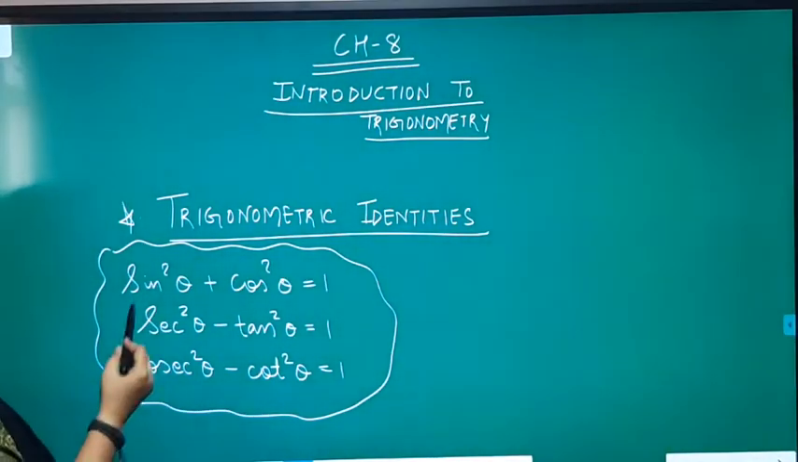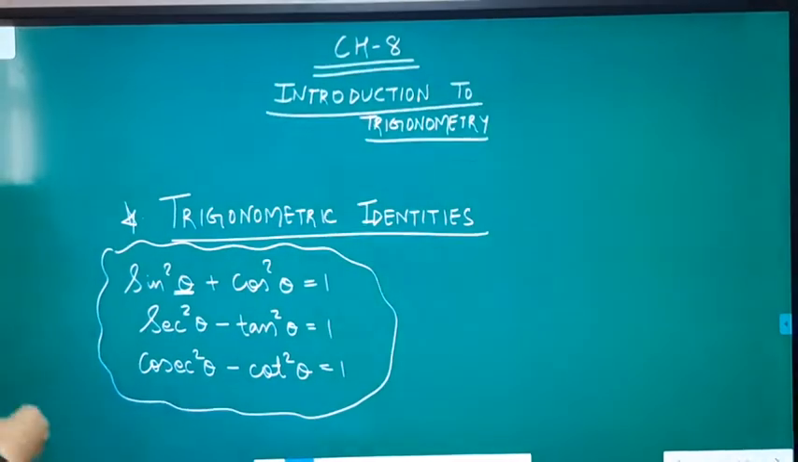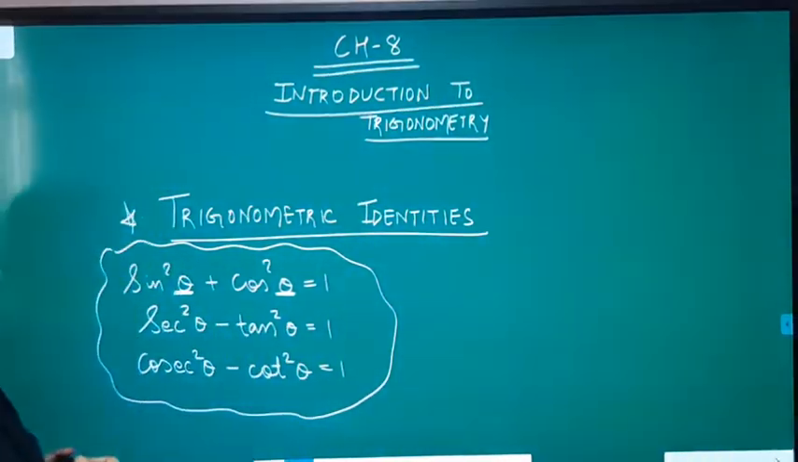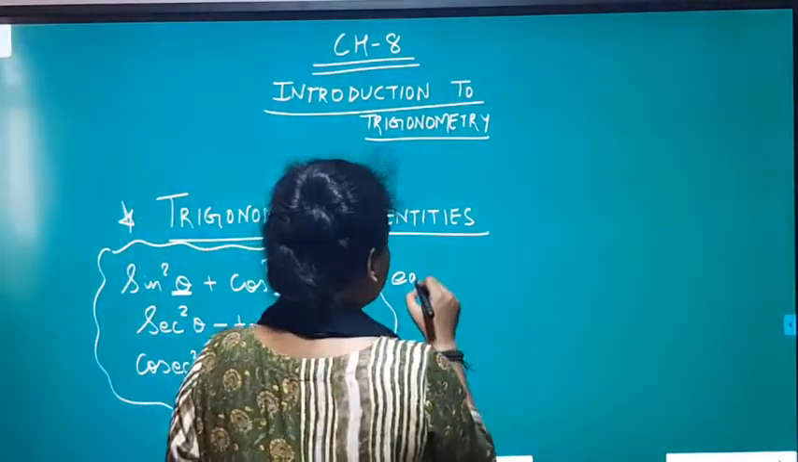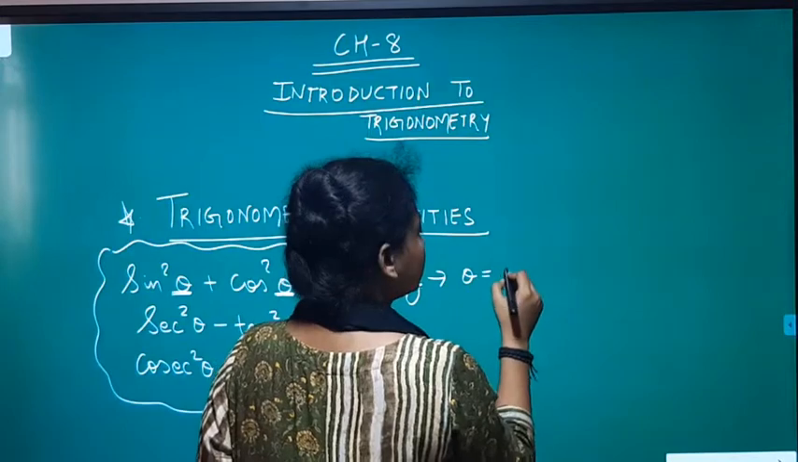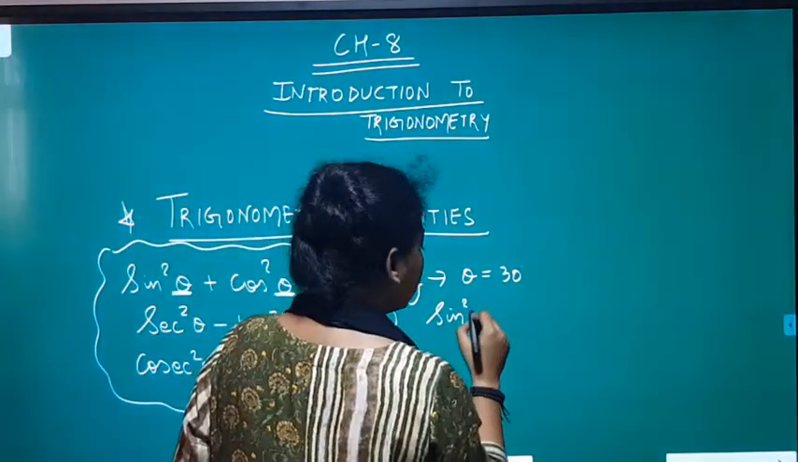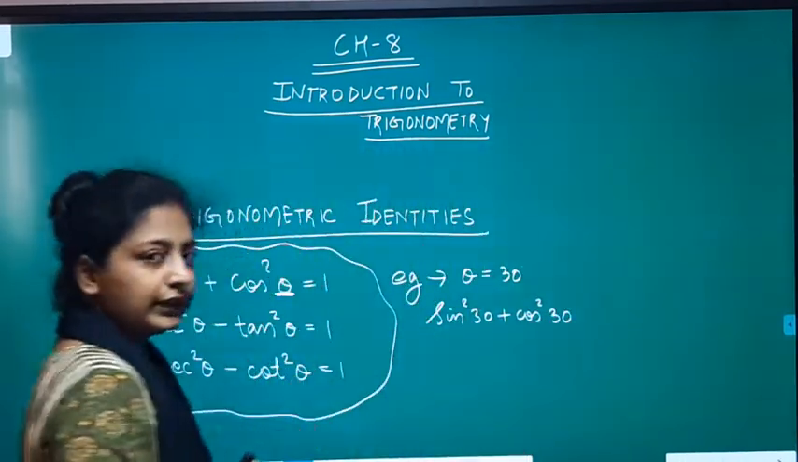That means if we take the square of sine of any angle and we add it with the square of cos of the same angle, we get the output as 1. For example, suppose theta equals 30 degrees. So sine square 30 plus cos square 30. Let's check what value we'll get.